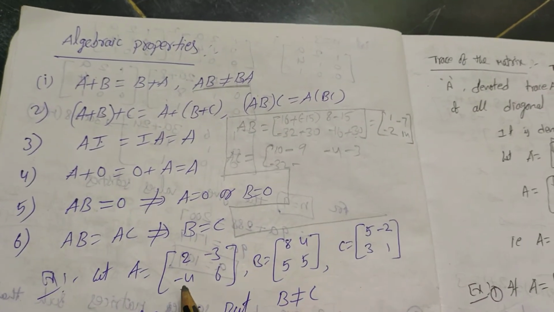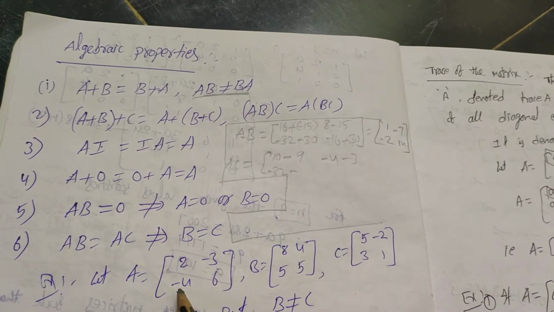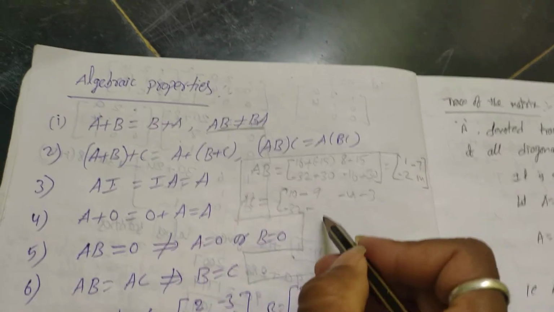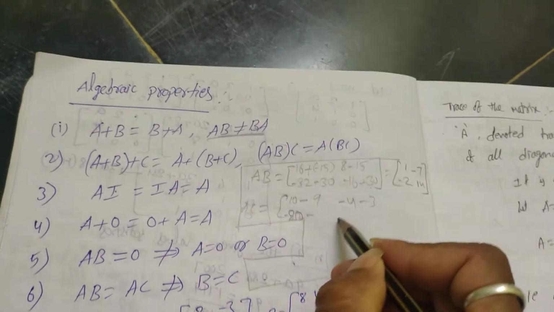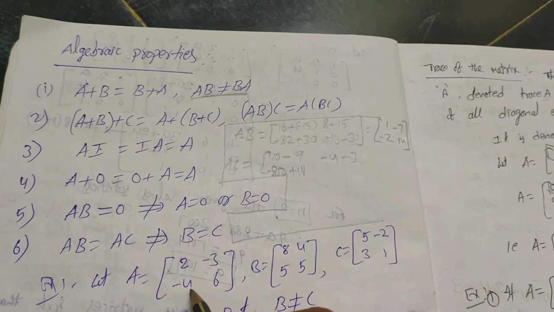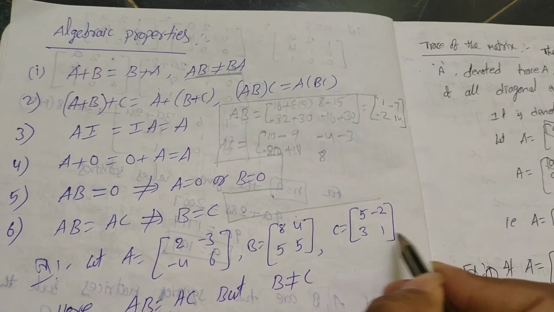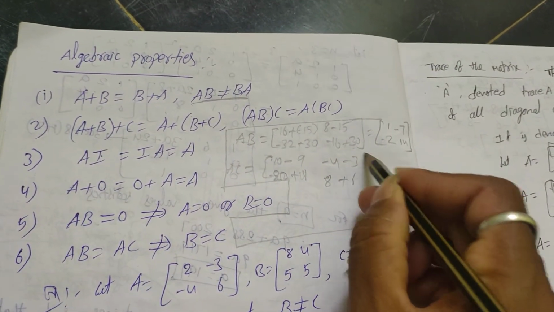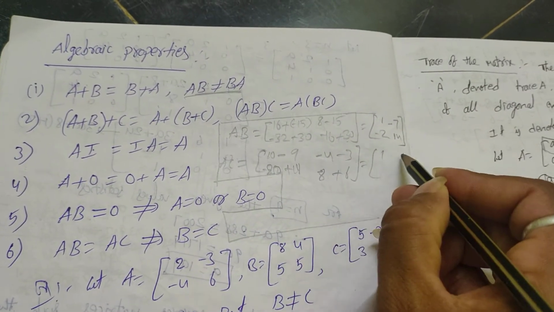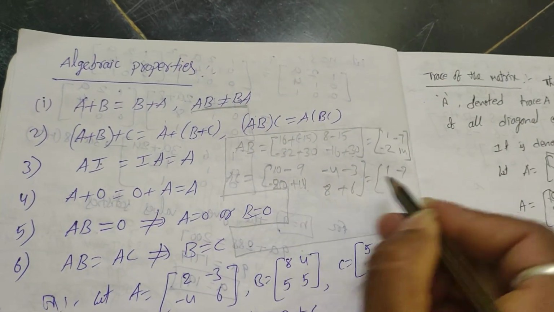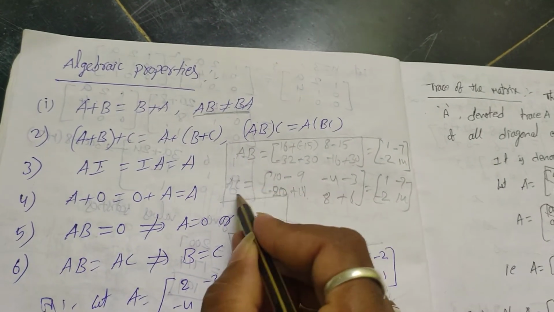Sorry, here, minus 4 into 5, so AC means minus 4 into 5, minus 4 5s are 20 and 6 3s are 18. Next one, minus 4 into minus 2 is 8, 6 1s are 6, plus 6, so what you have: 10 minus 9 is 1, minus 4 minus 3 is minus 7, minus 20 plus 18 is minus 2, 8 plus 6 is 14. So what you get, same answer, AB is equal to AC.